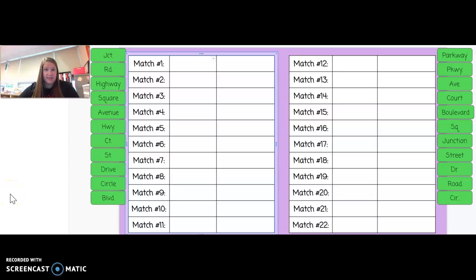For today's word study lesson, you will need to sign onto Schoology and find the assignment that is shown here. Earlier today, we talked about common abbreviations. We referred to RD as road. We referred to CT as court. We referred to ST as street. So today, you are going to be matching up the abbreviation with the word it is associated with.